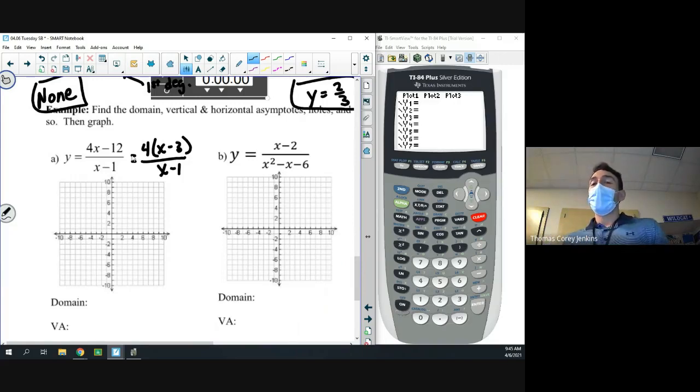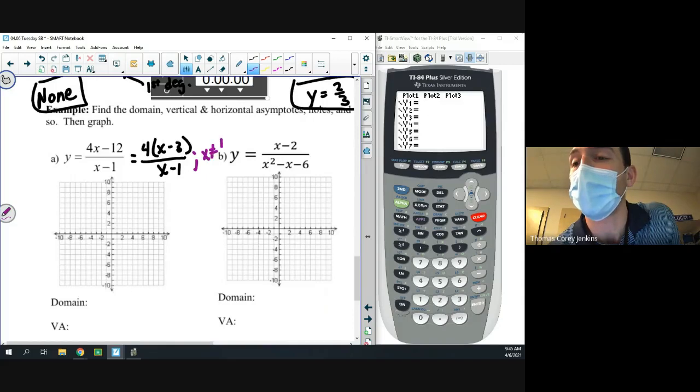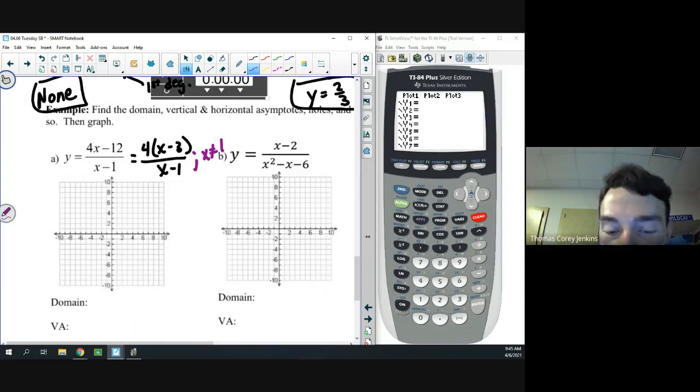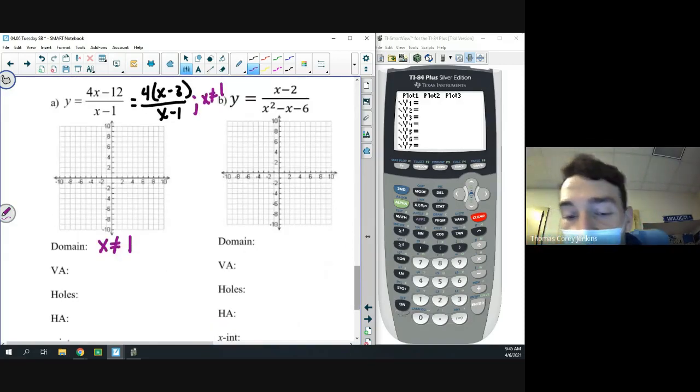All right, so your domain, you could do this at the beginning. We did this on 8.1 notes. If we had a variable in the denominator, we'd go ahead and list any restrictions. We'd say, all right, x can't be 1 because if I plug in 1, I'm going to have a 0 denominator, right? So my domain would be any real number except for my restriction. So instead of having to write that out, I'll just allow you to write x can't be 1. We'll assume that means all real numbers except x equals 1, okay? All right, so my vertical asymptote goes right along with that, okay? My vertical asymptote is x equals 1.